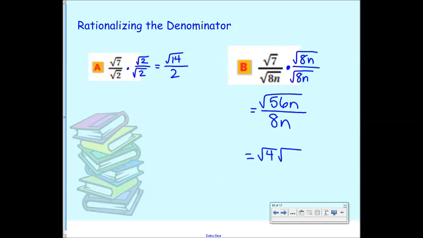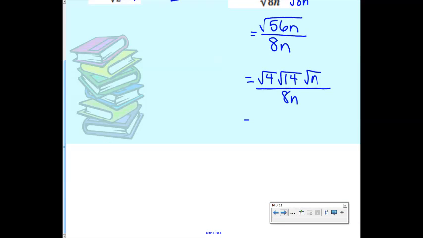Brendan asks: since 8 goes into 56, can it just be 7n? Absolutely. Because 8 goes into 56, right? So you could break it down to 8 times 7n. But then you'd have to break this down to 4 times 2 times 7n. So then this would be 2 radical 2 times 7 is 14n. So it's the same thing. So that would work, just more steps.